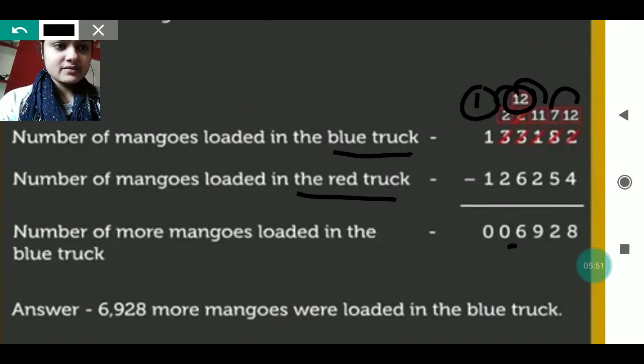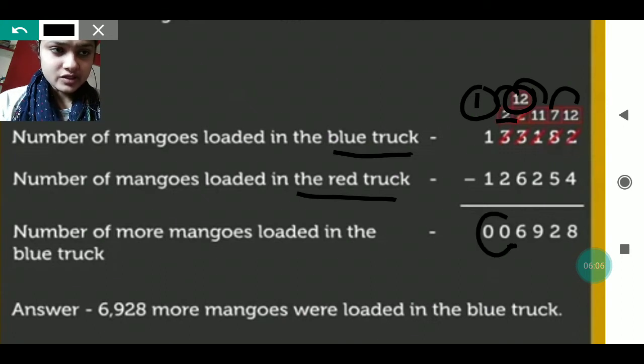12 minus 6 you have done, then you have got 6, and after that here it is 2 left because 3 has already given. So 2 minus 2 will be 0, which is written down, and 1 minus 1 will also be 0, which is written here. Okay, so the number of more mangoes loaded in the blue truck in comparison to the red truck is 6928. 6928 more mangoes were loaded in the blue truck, my dear.